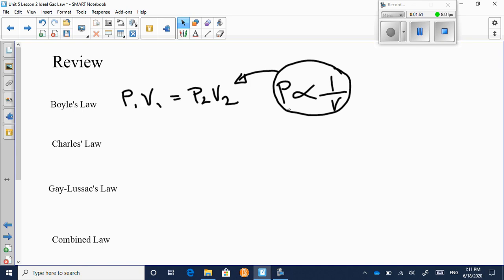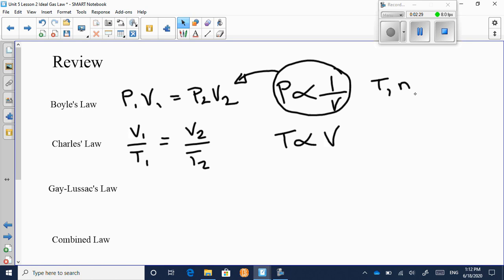Sometimes if you just think logically about it, it gets you to the law they're trying to develop. Charles's law relates volume and temperature: V1 over T1 is equal to V2 over T2. As a proportionality statement, temperature is proportional to volume. The higher the temperature, the larger the volume. In Boyle's law, temperature and the number of moles are kept constant. In this case, pressure and the number of moles are kept constant. In that situation, if you increase the temperature, you have to increase the volume.